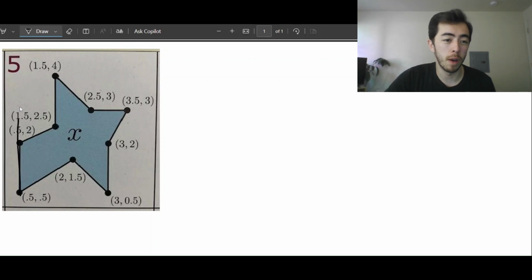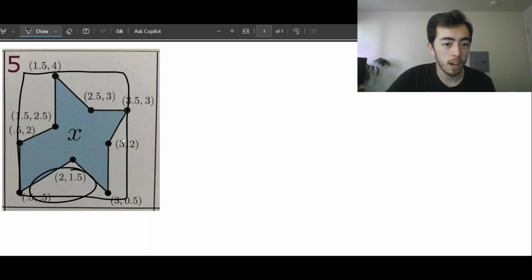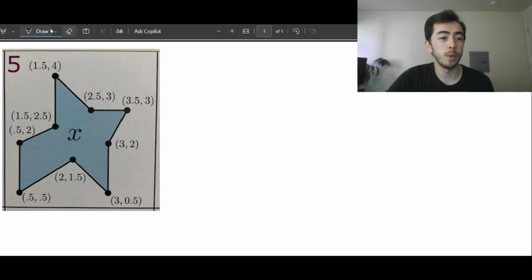Alternatively, we could think about taking the whole area of this large shape and then trying to take out some pieces. I could see that we have a triangle here and what looks to be 4 trapezoids, and I'm more certain about these being trapezoids. And so I could do that as well.